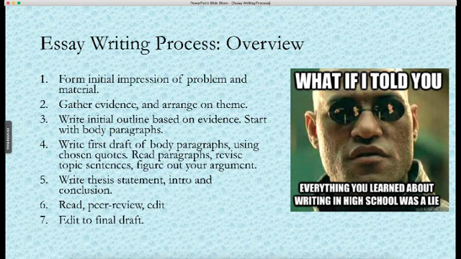So the first step is what I would call forming an initial impression of the problem and material. What are you being asked? What is the material saying? And what's your overall objective with this? Next step is to take a look at your evidence. What do you have for evidence? And what themes does it fall on? How does your evidence correlate with the question you're choosing to answer? Arrange your evidence along themes, that sort of thing. We'll get into that a bit more in a few seconds.